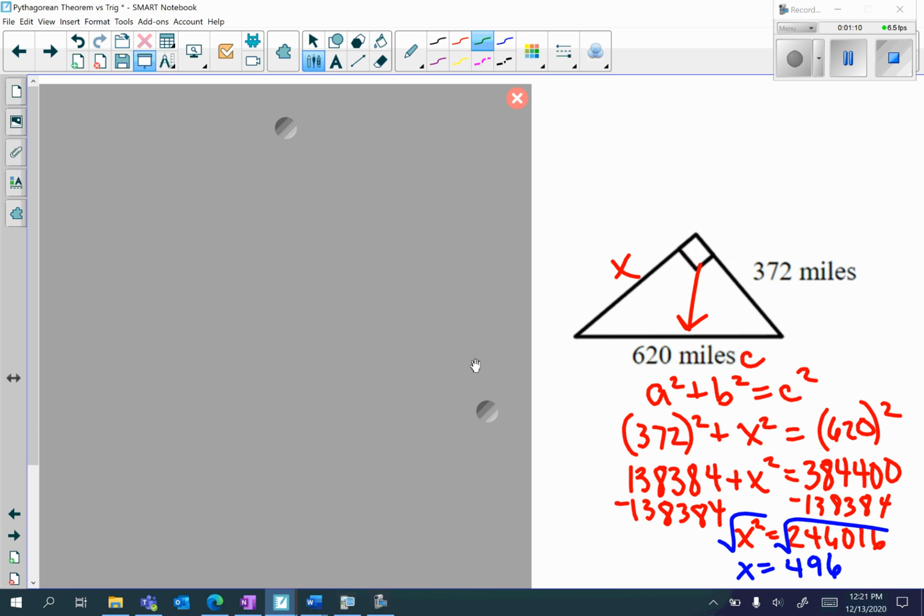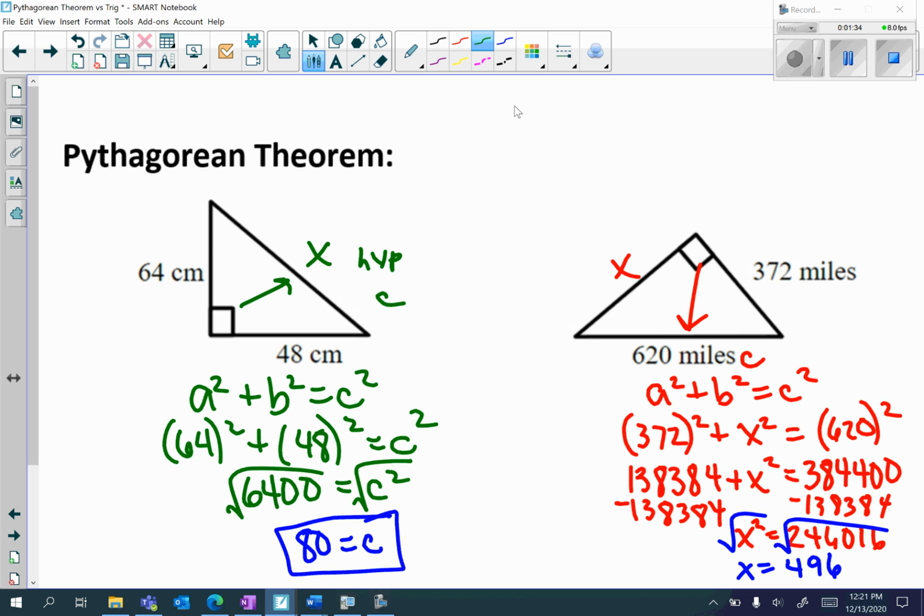In this next example, you have a right triangle and you're given two sides, 372 miles and 620 miles. The 620 miles is our c, our hypotenuse, because it's across from the 90-degree angle. Substitute these values into our Pythagorean theorem, and you end up getting x is equal to 496 miles. Notice again, you can only use Pythagorean theorem if you're given two sides of the right triangle and you're trying to find the third side.